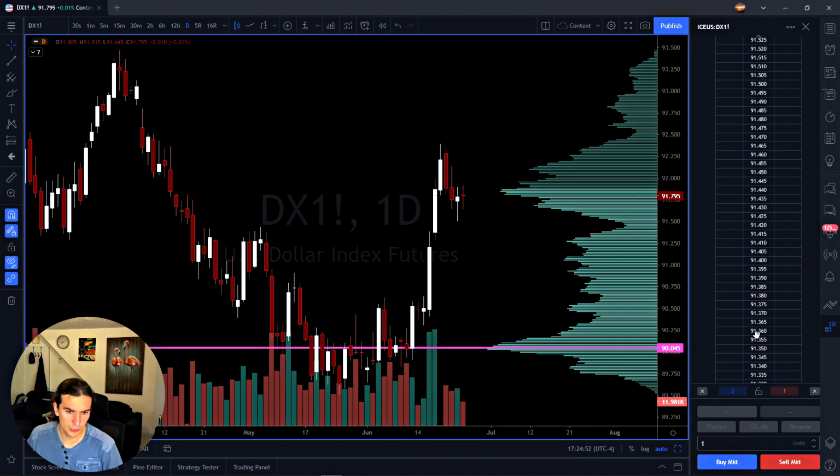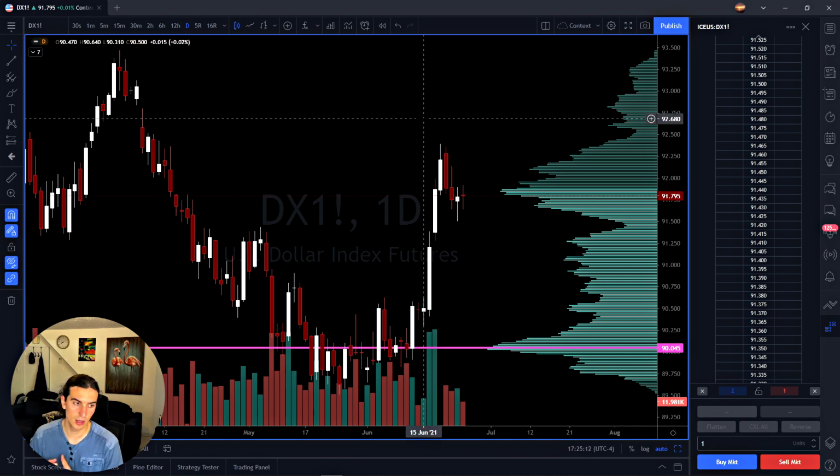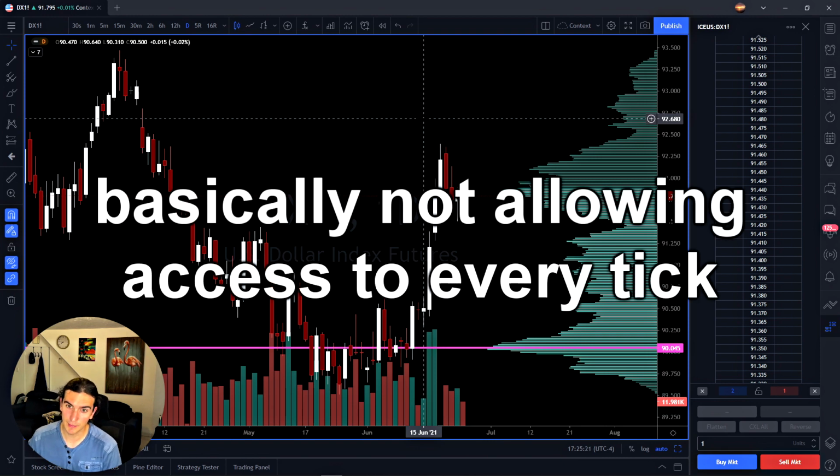Now the DOM recentered itself, but just take a look at the price ladder and you can see exactly what I'm talking about. 35, 35 and a half, 36, 36 and a half to 37. So what we're seeing on the DX futures is that the minimum tick value is actually larger than the minimum tick value on the index itself. And that's a little bit problematic. That kind of reminds me of the quarter crude oil contract.